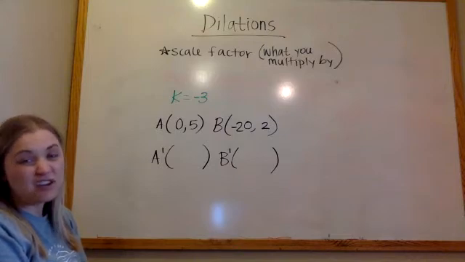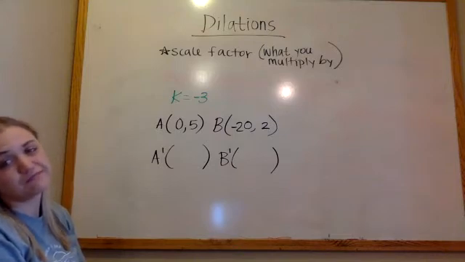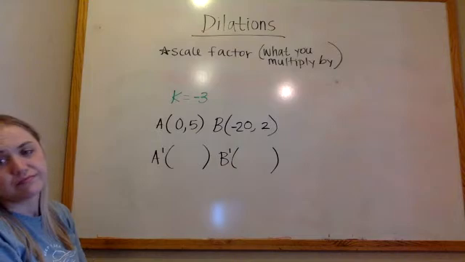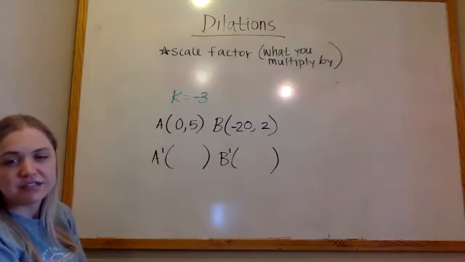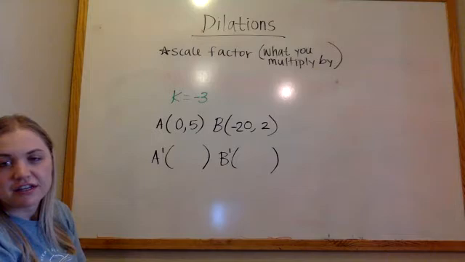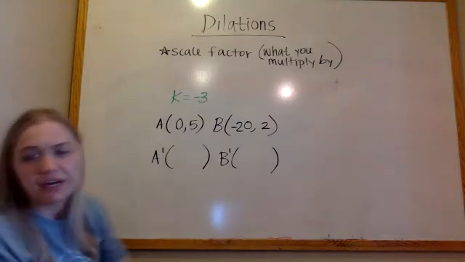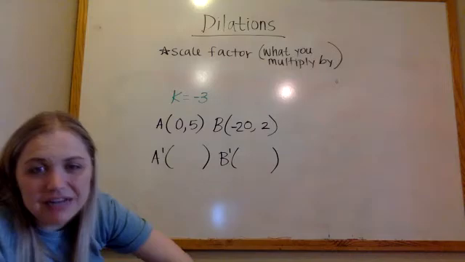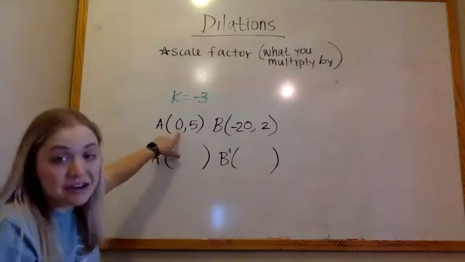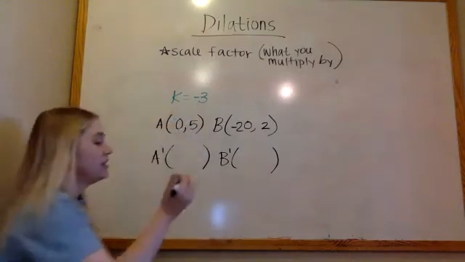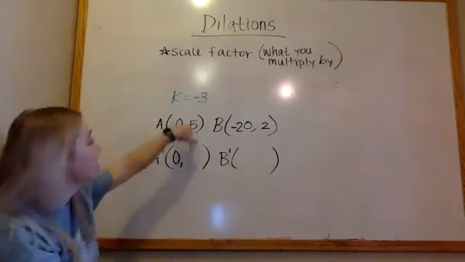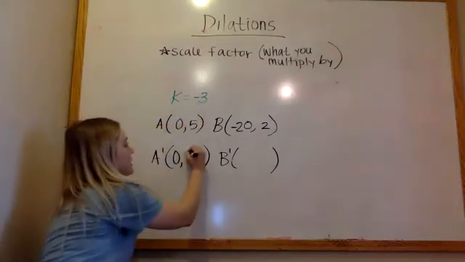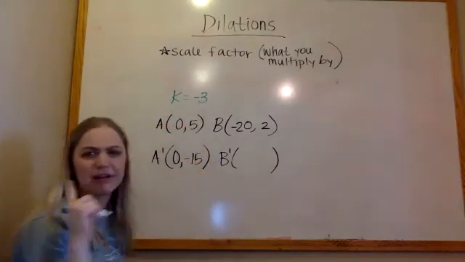All right, if you've got it, you can type it into the comments. Got a couple answers. All right, so let's check out what Taylor's got there, and hopefully some of you have something similar. So he said A prime is at 0, -15. Let's check it out. If I do 0 times -3, that's 0. Perfect. And then if I do 5 times -3, -15.